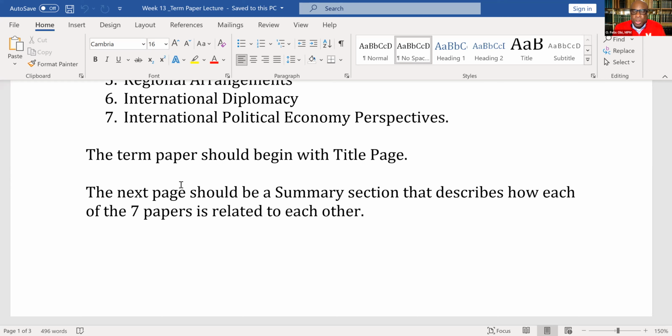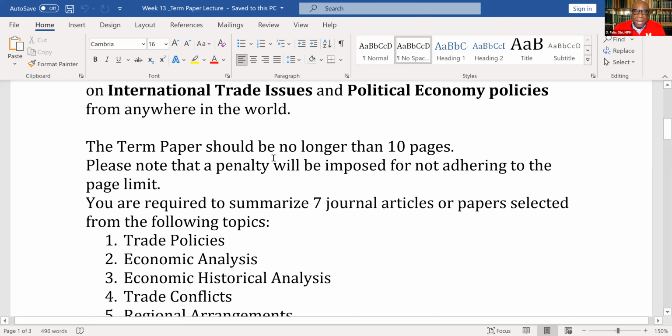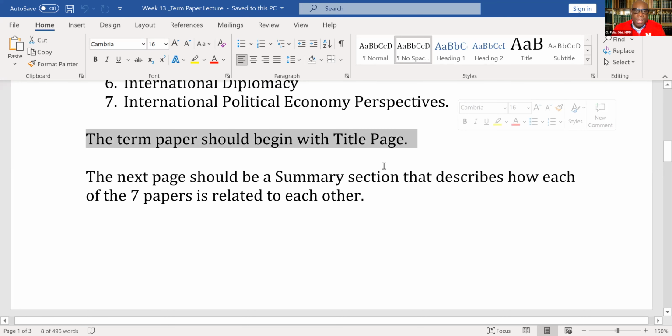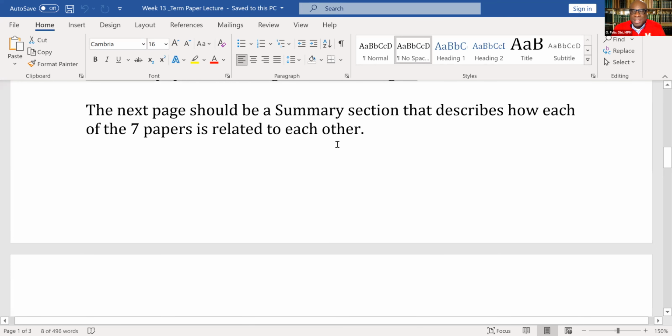The term paper should begin with a title page. Remember that the paper should not be longer than 10 pages, and the first of those 10 pages will be a title page. The next page should be a summary section that describes how each of the seven papers is related to each other.